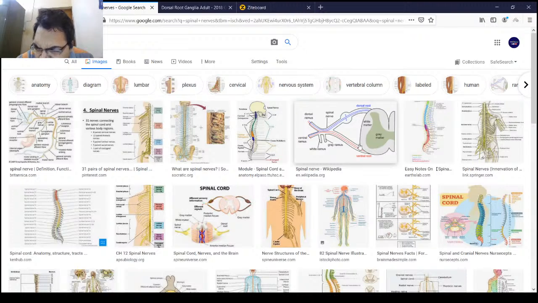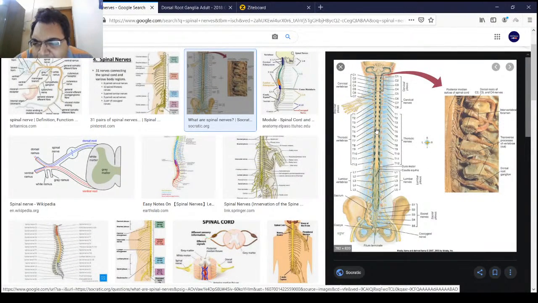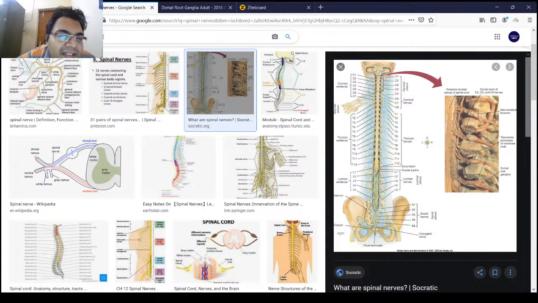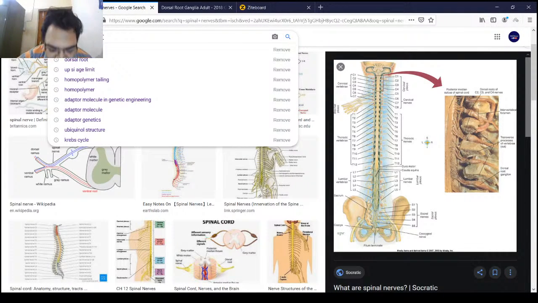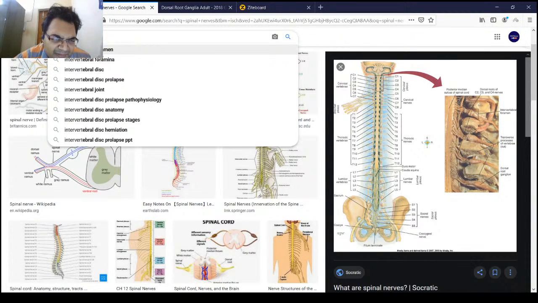So this is a good image that I've got. You can see this, okay? So from here, here, these are the foramen. From here, the nerves come out. That is known as intervertebral, between the two discs. If I show you also, I'll type it out and show you intervertebral foramen.